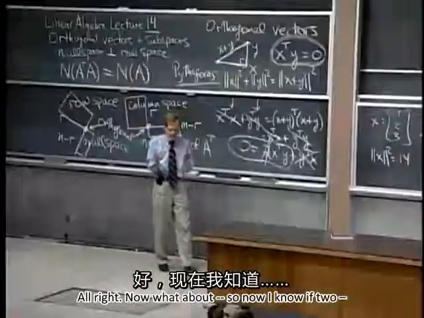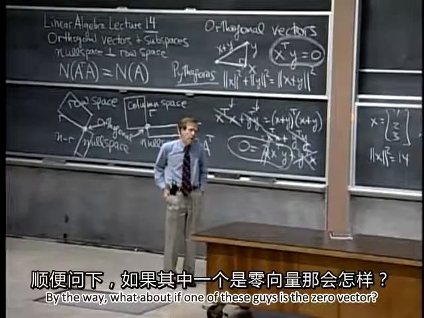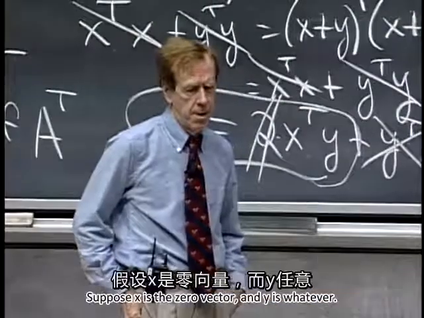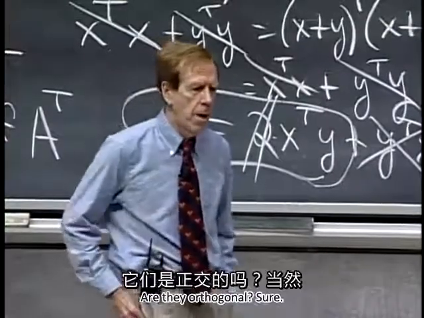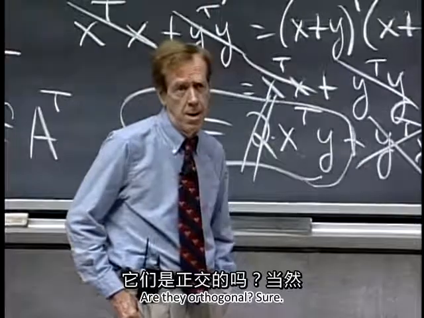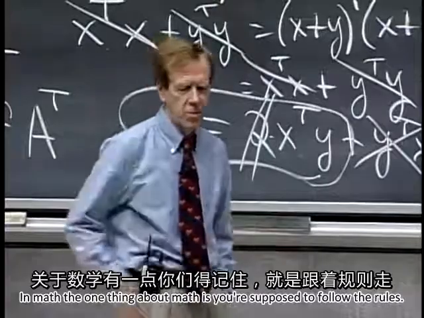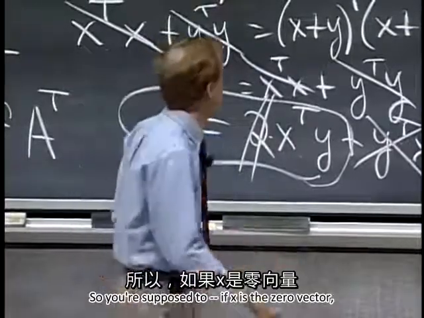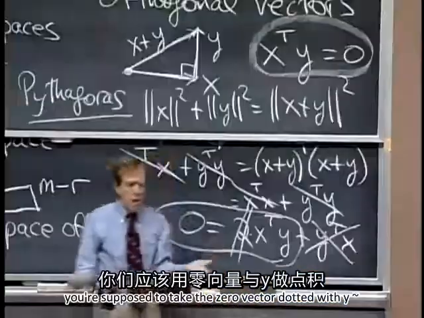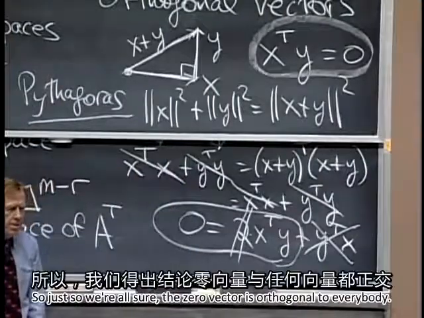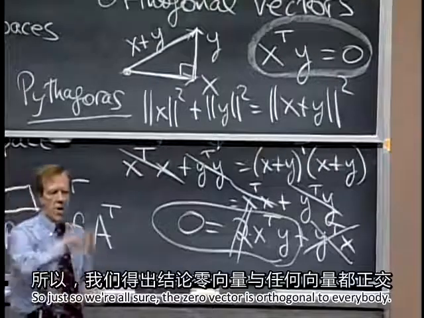Now I know what it means when 2 vectors are orthogonal. By the way, what about if one of these guys is the 0 vector? Suppose x is the 0 vector and y is whatever. Are they orthogonal? Sure. The one thing about math is you're supposed to follow the rules. So if x is the 0 vector, you're supposed to take the 0 vector dotted with y, and of course you always get 0. So, just so we're all sure, the 0 vector is orthogonal to everybody.